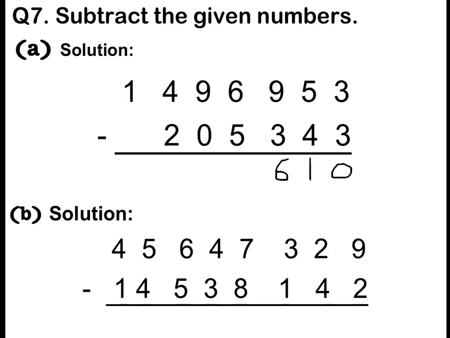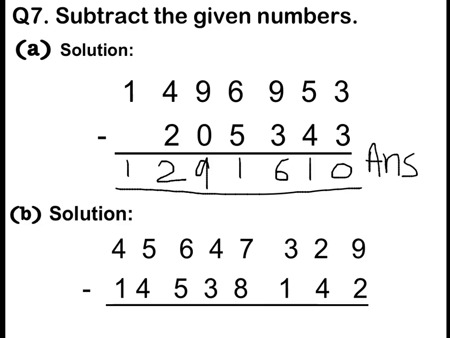Student, 6 minus 5 is equal 1. 9 minus 0, 9. 4 minus 2 is equal 2 and 1. So the answer of part A is 1,291,610. Understand? This is the answer.